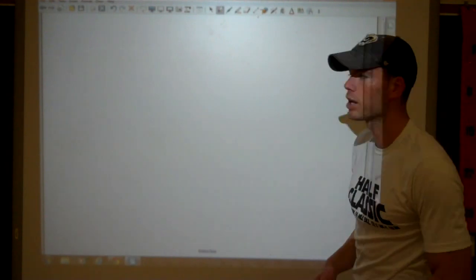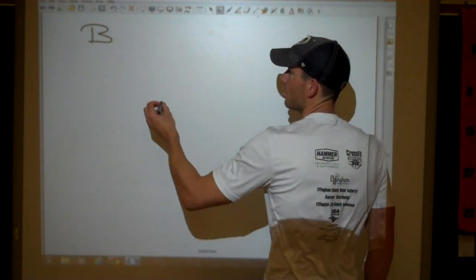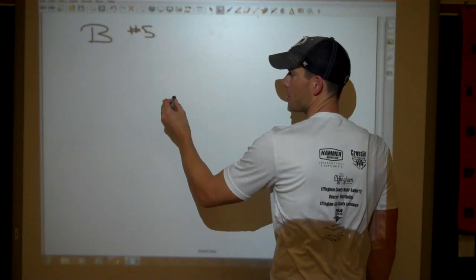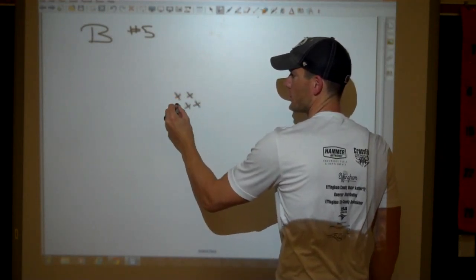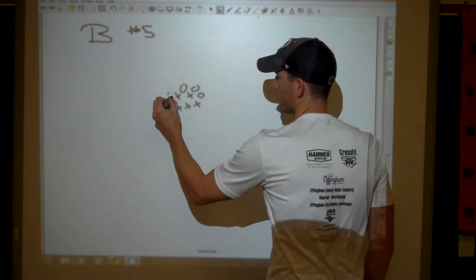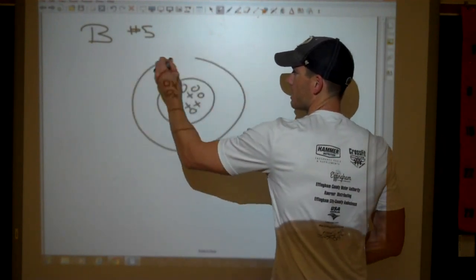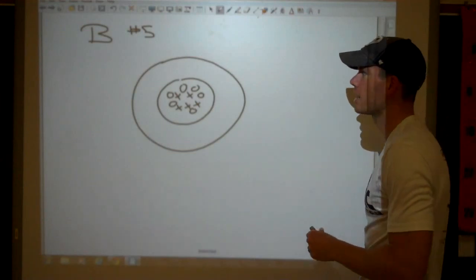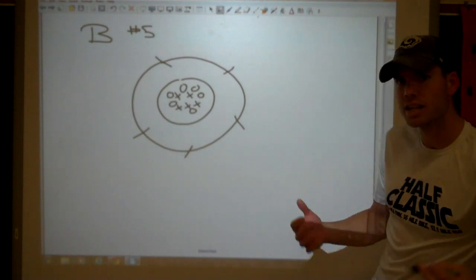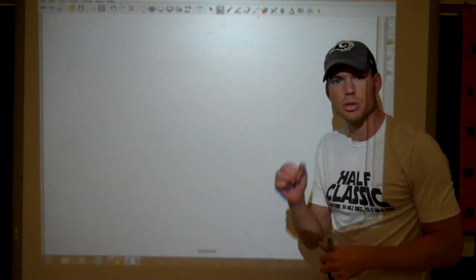Whenever we were drawing atoms, let's just use boron as an example. Boron's number is 5. So boron has 5 protons, 1, 2, 3, 4, 5, and boron has 6 neutrons, 1, 2, 3, 4, 5, 6, in the nucleus. So a lot of us would draw it like that, and then we would make a shell or an orbital around the outside, and it has 5 electrons, so we would draw it like that. And I said that's okay, but it's not 100% correct. So now I want to show you the 100% correct way to do this.